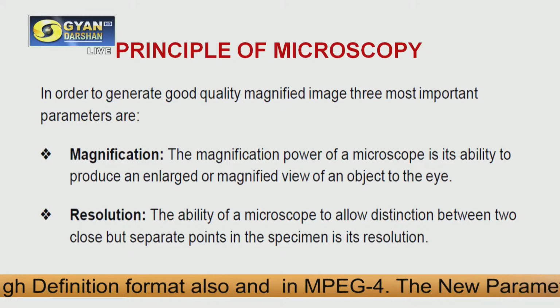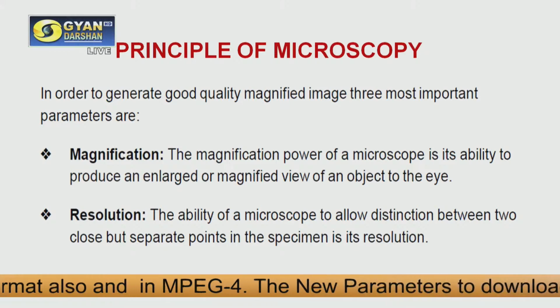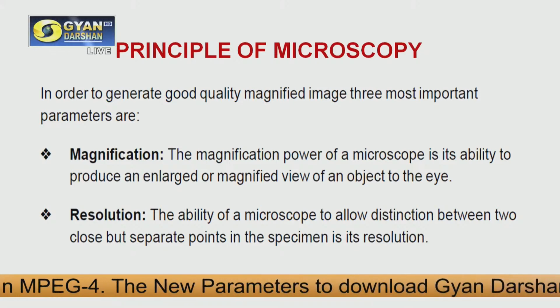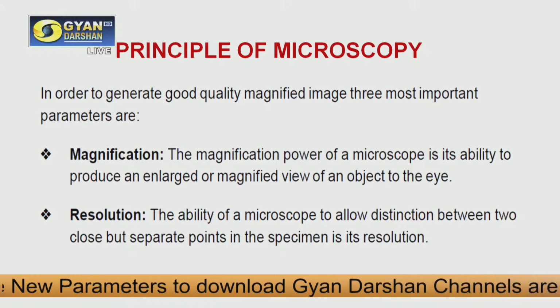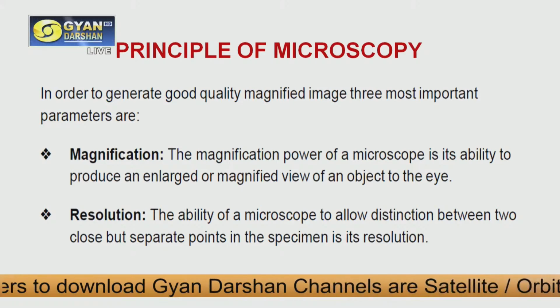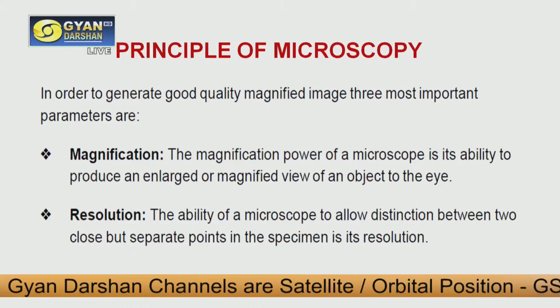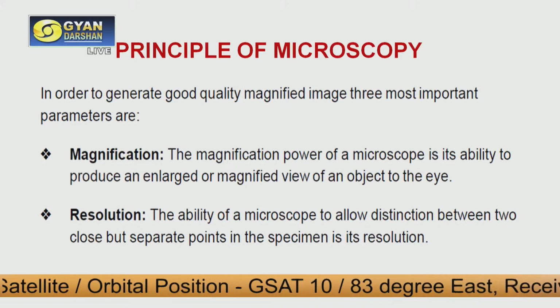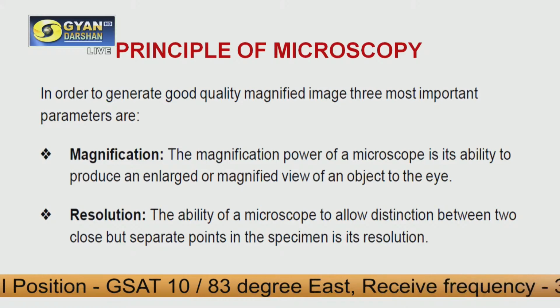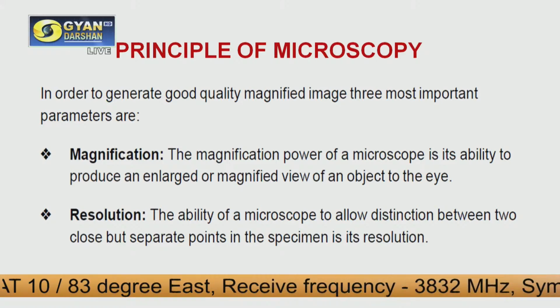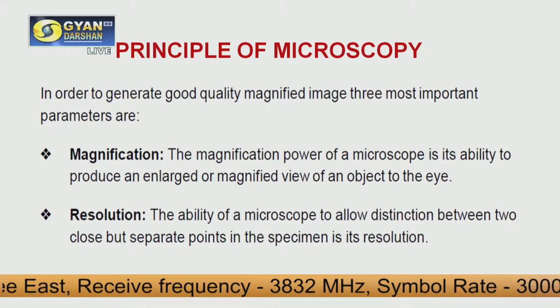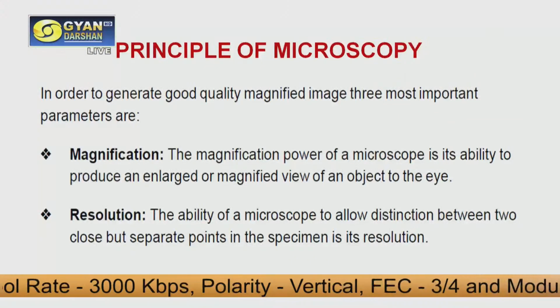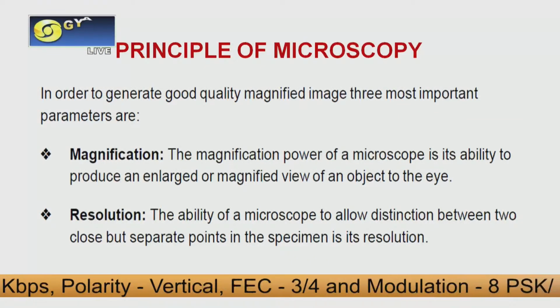So the resolution means the clarity of the image. We can resolve the image under the microscope using the optical lenses. Basically, resolution or resolving power is the ability of optical lenses or the objective lens to see two closely spaced points clearly as separate entities. So these two terms, magnification and resolution, are used in microscopy.